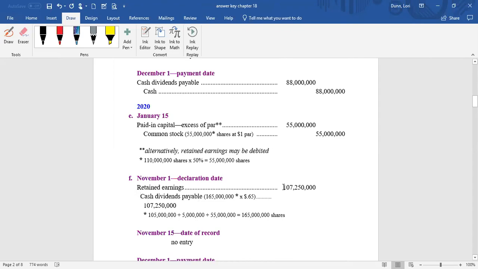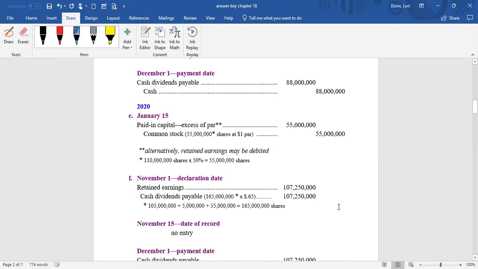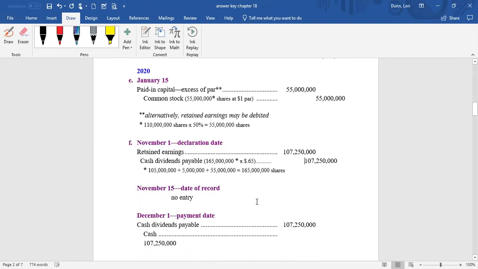So debit retained earnings, 107,250,000. Credit cash, 107,250,000. I'm sorry, it's just not, see, if you can see me, there we go. So we'll do that to try to get it to be a credit. There we go. So you're still debiting retained earnings for the dividend amount and crediting cash dividends payable. We just can't forget about those additional shares of stock that we keep adding. Date of record, no journal entry. Payment date again, debit dividends payable for the amount of the dividend, credit cash.